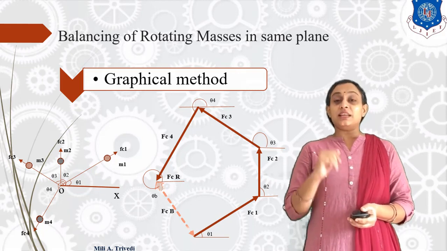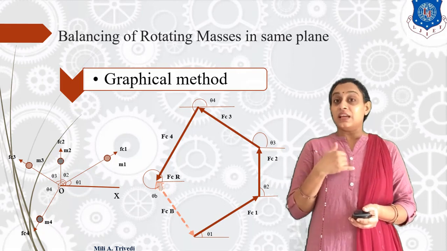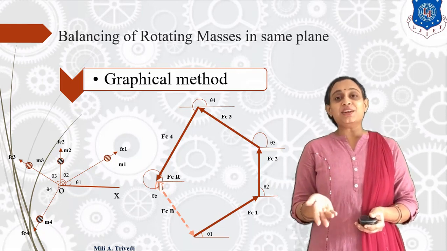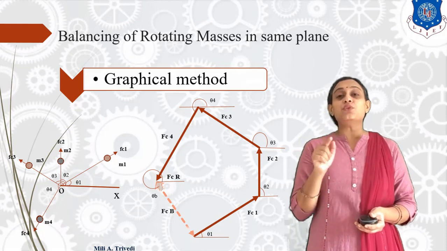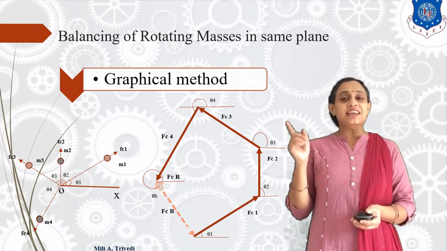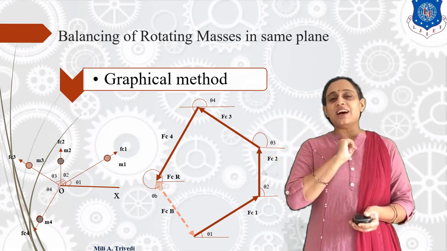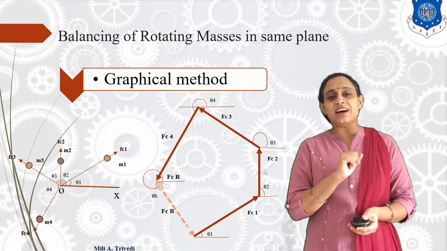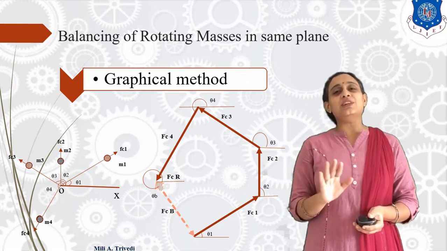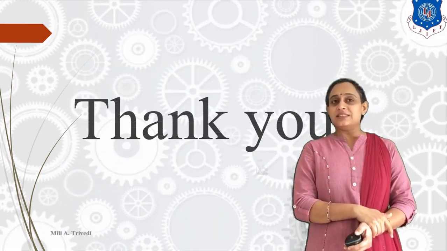Suppose in our case, we know the radius of the balance mass, where we need to put the balance mass. If we know the radius, what can we do? The balance force FCB is equal to our answer, 5 kg meter. If we know the radius R, FC is M into R. If we know the radius R, we will directly get the value of mass M. Okay. This is for the graphical method of our system.